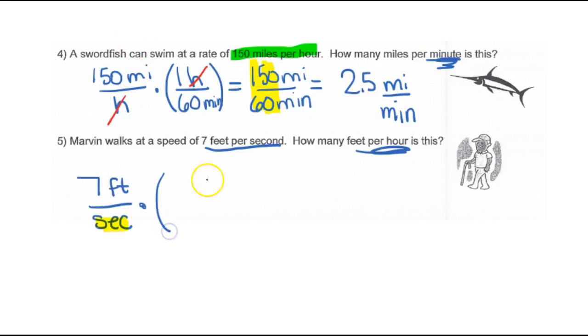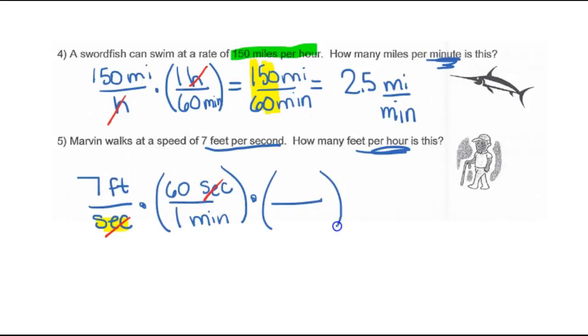I'm going to multiply this by a unit ratio here. I know that there's 60 seconds in 1 minute. I can cross off my seconds, and once I figure this out, I'm going to have feet per minute. But that's not what I'm looking for. I'm looking for feet per hour, so I need to keep going here. I need to multiply this by another unit ratio. So I know that, again, there's 60 minutes in 1 hour.